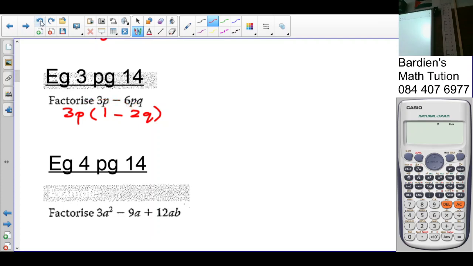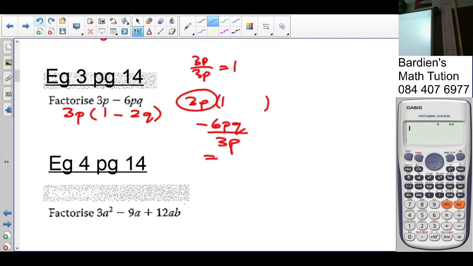Otherwise we could have said 3p is common, and then we say 3p divided by this common factor here, which is 3p, so they give you 1. Hence that 1 there. You got negative 6pq divided again by 3p. So negative divided by positive is negative. 6 divided by 3 is 2. The p's cancel, leaving you with 2q. That's another way of looking at the same thing. You all okay with that? Any confusion? No?